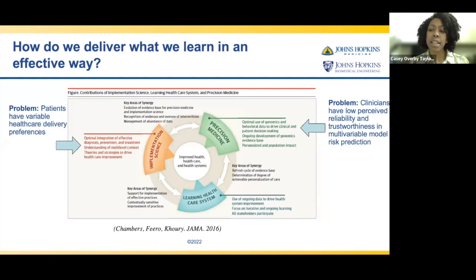In the second example, I'm going to describe how we use a modeling strategy that we want to translate into clinical use and minimize the impact of perceived reliability and trustworthiness of models, which is a common challenge when implementing risk prediction. And so we're wanting to support the trust through more interpretability, for example. And so I'll go into how we went about doing this.